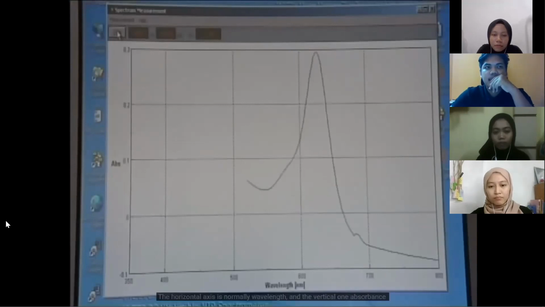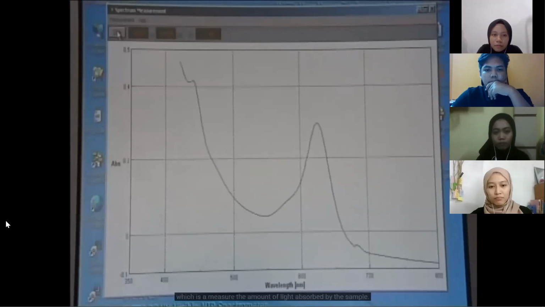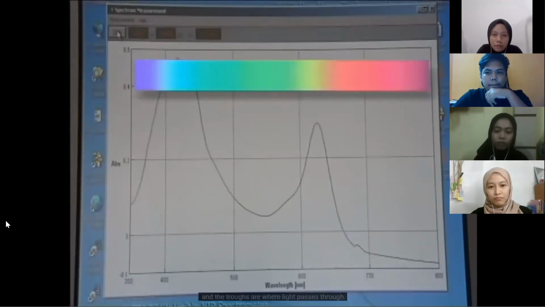The horizontal axis is normally wavelength, and the vertical one absorbance, which is a measure of the amount of light absorbed by the sample. The peaks on the spectrum are the wavelengths of light that are absorbed by the sample, and the troughs are where light passes through. So the dye absorbs orange and blue light and lets through green, so it appears green in colour.